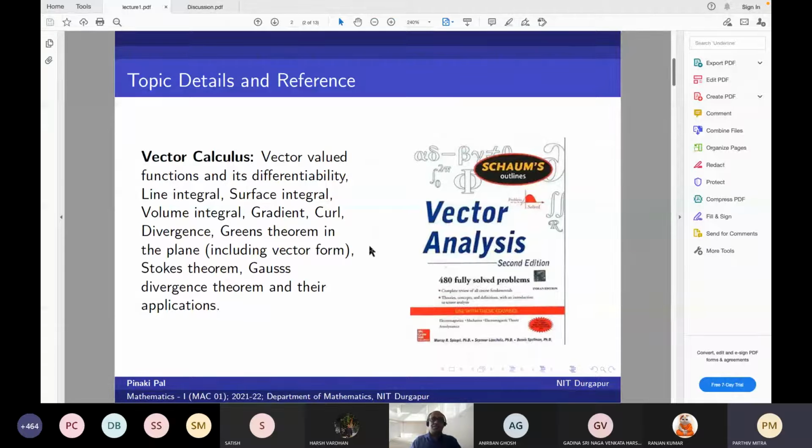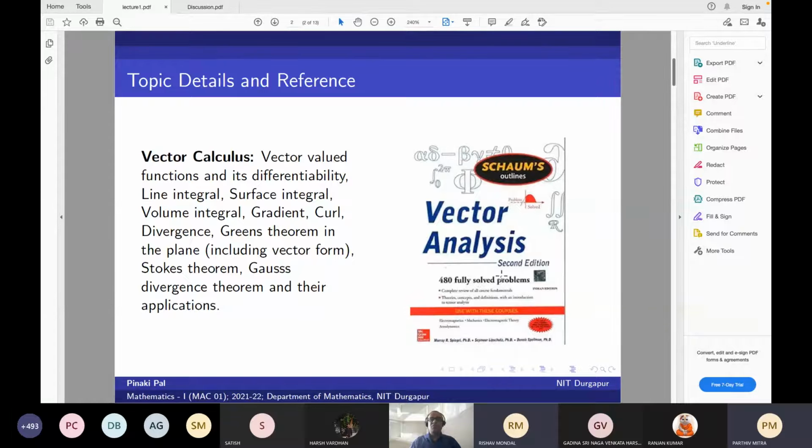So these are the topics. Line integral. We will understand what is line integral, surface integral, volume integral, and then we have the important concepts of gradient, curl, divergence. These are all operators, and you will see what these are. Then Green's theorem in the plane, which is the result we will discuss, and then Stokes theorem, Gauss's divergence theorem, and applications, which means mostly we will solve problems.